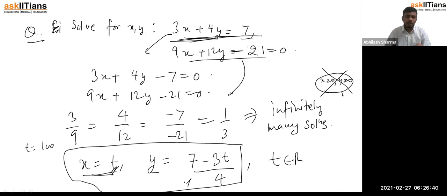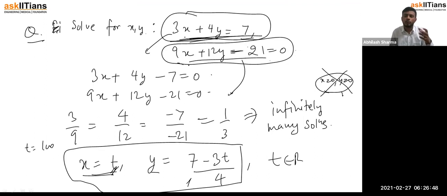Okay, in reality you can easily see that if you multiply this equation by 3, you are obtaining this equation. So this equation is not providing us with any new information, it is just obtained by simply multiplying this equation by 3 itself, right? So that's why there are infinitely many solutions in this case.